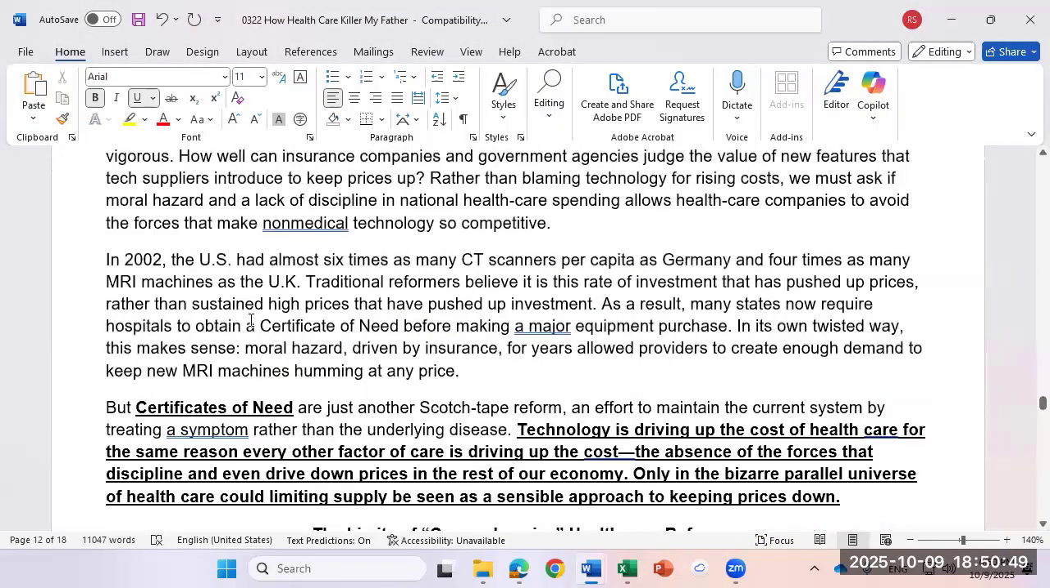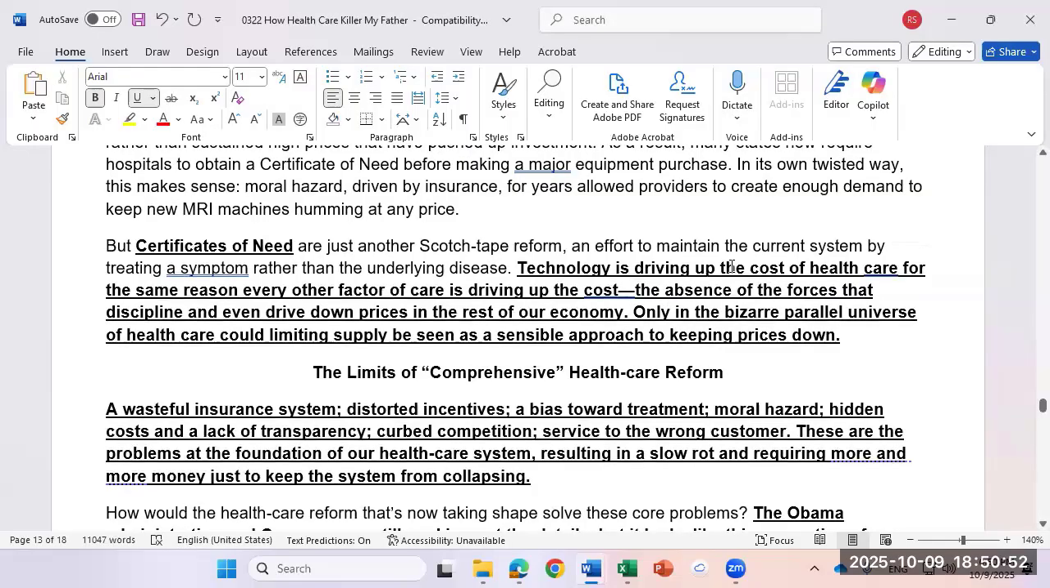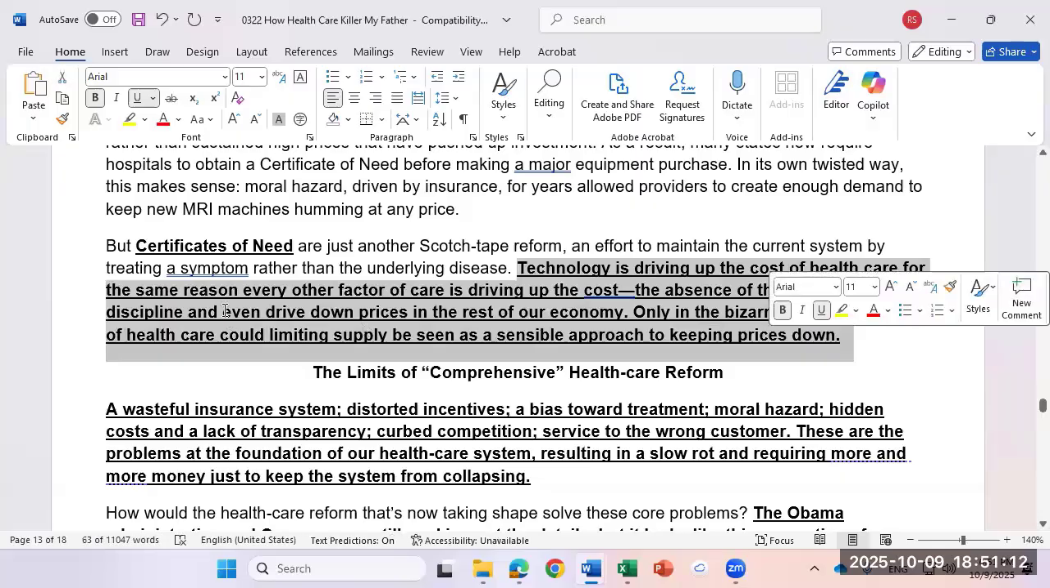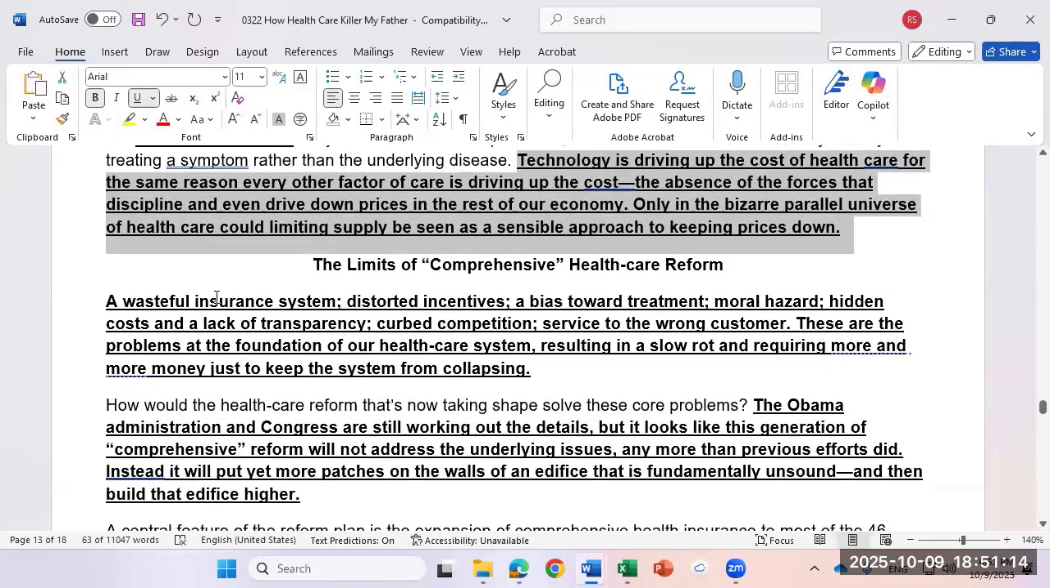LASIK's coming down. Technology is driving up costs of healthcare for the same reasons every other factor in care is driving up costs: the absence of forces that discipline and even drive down prices in the rest of our economy. Only in a bizarre parallel universe of healthcare could limiting supply be seen as a sensible approach to keeping prices down. Yeah, technology is a great example that there's something wrong with this industry.